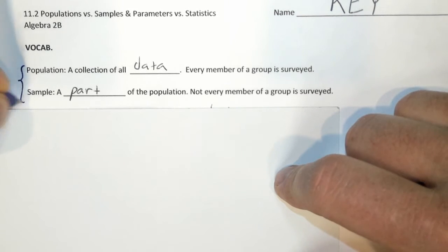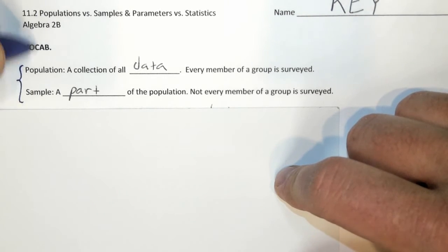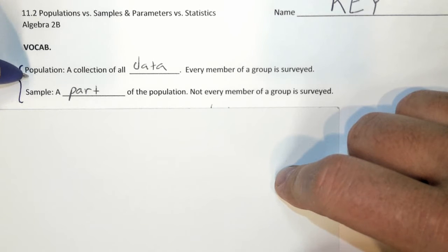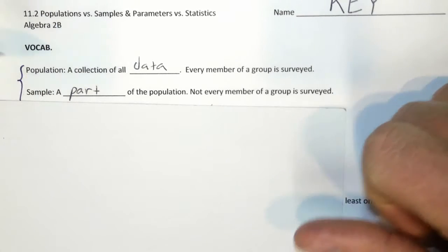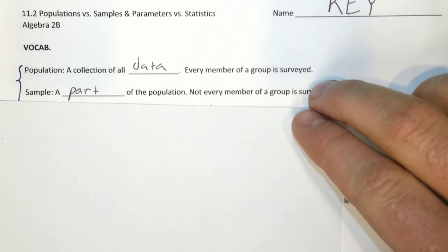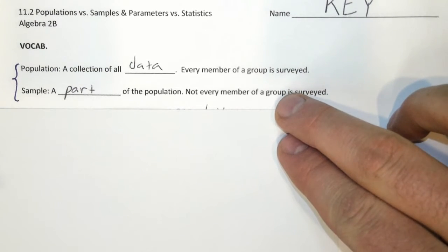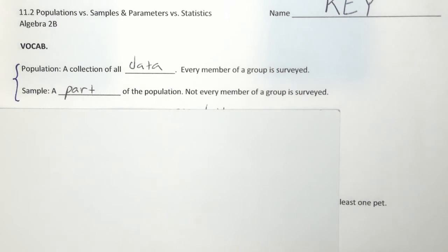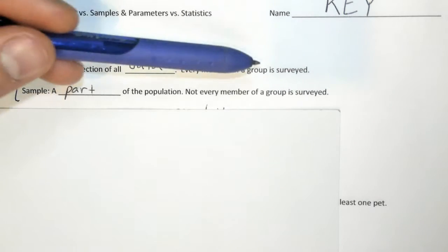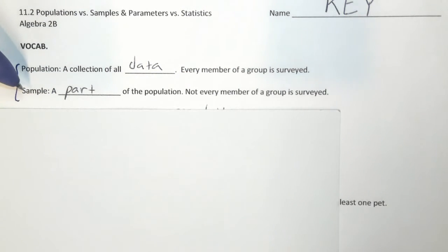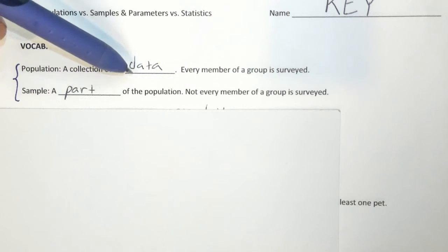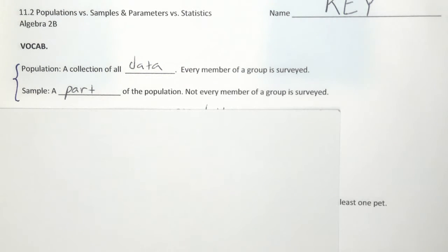So the first two terms we're going to look at are population and sample, and these are very closely related. A population is a collection of all data. So that means we're not going to have any skips, we're not going to jump over anything, we're just going to use every single piece of data that we can get our hands on. Every member of a group is surveyed. A sample, on the other hand, is a part of a population. Not every member of a group is surveyed.